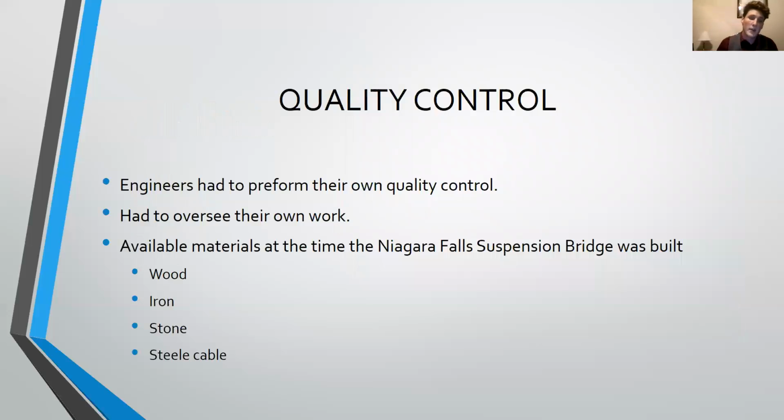The next thing that was really special about this project was that the engineers had to perform their own quality control. Nowadays, engineering corporations have construction crews that do their own quality control. With this project, the engineers had to go in after finishing all their structural analysis and calculations and perform their own quality control themselves, making sure that all the materials were the best they could get for this project. The materials available at this time for building were only wood, iron, stone, and steel cable.